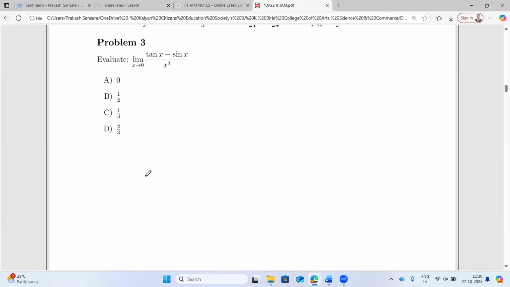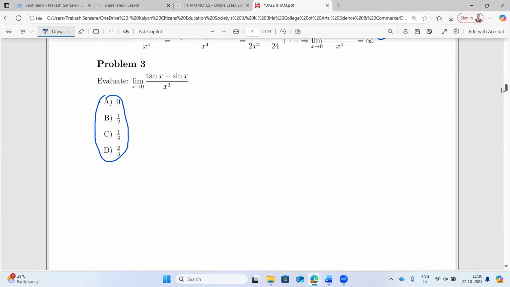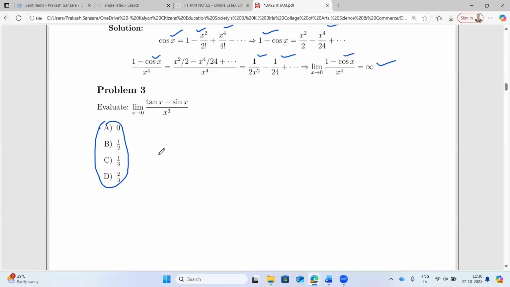But now here I'm just asking, what is your intuition to this? There are 4 options. A is equal to 0, B equal to half, C is equal to.